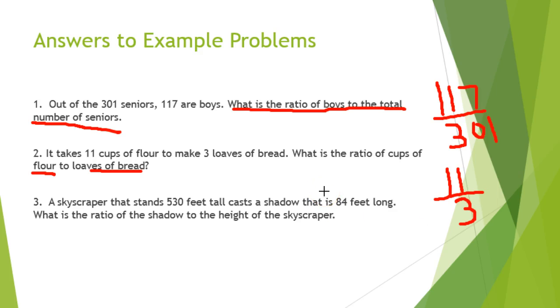Looking at number 3. A skyscraper that stands 530 feet tall casts a shadow that is 84 feet long. What is the ratio of the shadow to the height of the skyscraper? So once again, I go to my question and I look and it wants to know the shadow first and then the height of the skyscraper. So my shadow is actually 84 feet long. And my height of my skyscraper is 530.